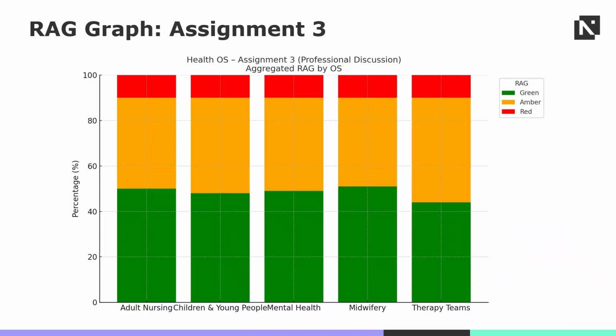So this chart again shows the aggregated outcomes for assignment 3, the professional discussion, across the 5 occupational specialisms. Overall, all specialisms show a clear competence baseline, but with much of the performance sitting in amber. Adult nursing and midwifery lean strongest, with learners confident in describing clinical practice, though depth of evaluation was still limited. Children and young people and mental health sat firmly in the middle.